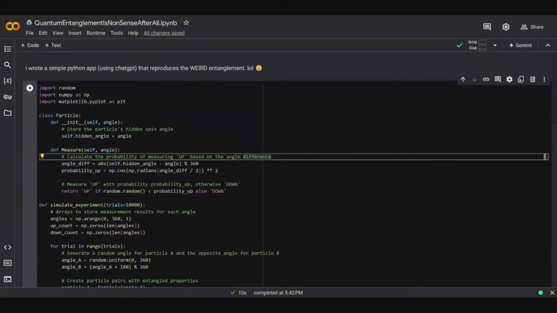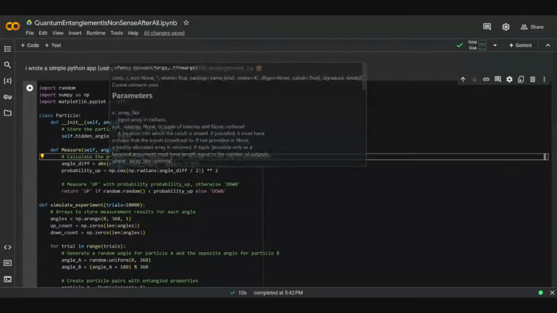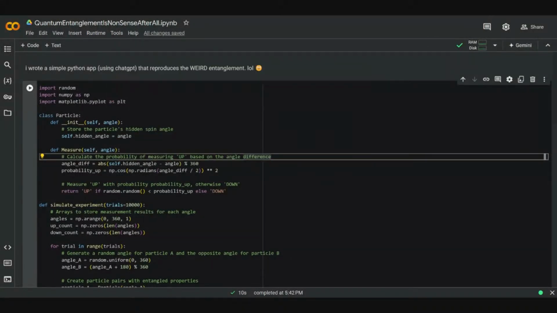Okay, what if the hidden angle is 180 and the angle is 0? So the angle difference is 180. So 180 over 2 is 90. The cosine of 90 degrees is 0. 0 squared is 0. It's fine. I mean, Einstein agrees with all these edge cases. That's not the problem.